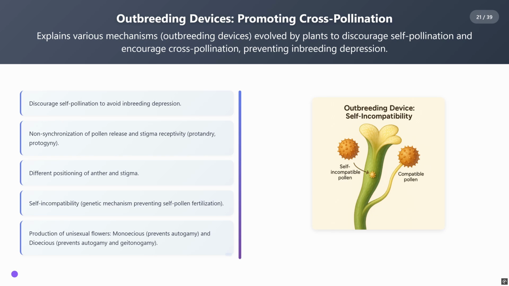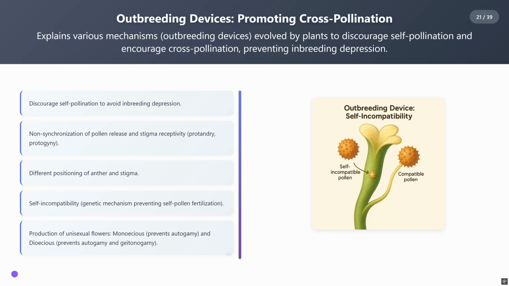Exactly. And finally, perhaps the most effective way to ensure cross-pollination is the production of unisexual flowers. Flowers that are either only male or only female. Right. Now, if a plant bears both male and female flowers on the same individual, a condition called monoecious, like in castor or maize, it prevents autogamy, self-pollination within the same flower, but it doesn't prevent geitonogamy, pollination between different flowers on the same plant.